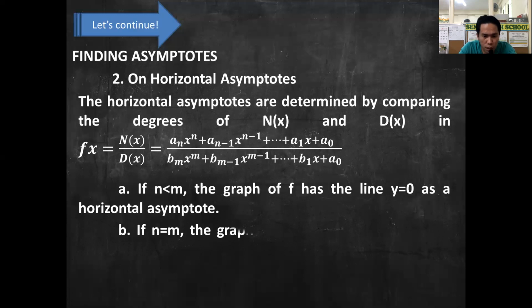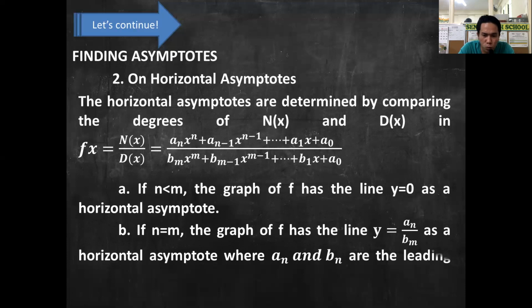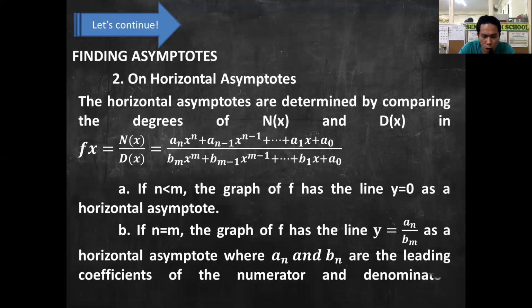If n is equal to m, the graph of f has the line y is equal to a sub n over b sub m as the horizontal asymptote, where a sub n and b sub m are the leading coefficients of the numerator and the denominator respectively. So kapag yung degree or exponent ng ating numerator and denominator ay equal, yung titingnan mo lang daw is yung numerical coefficient of the leading term.